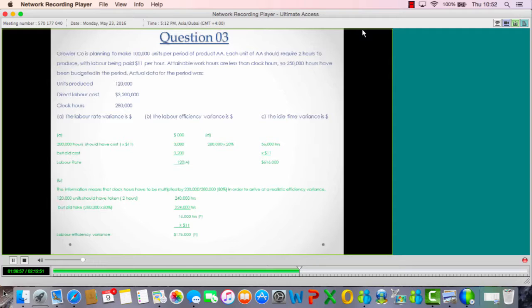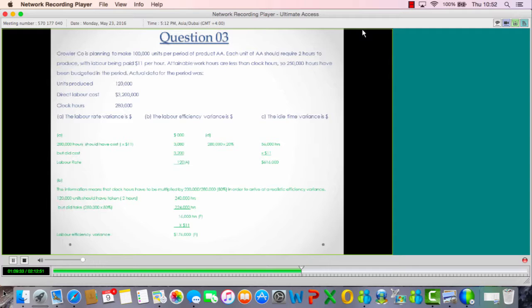So 250 hours have been budgeted. I'm going to budget 250 hours for the period, but in that period I'm going to work only for 200 hours. Got it? So my efficiency would be 80%. That is 200 divided by 250.